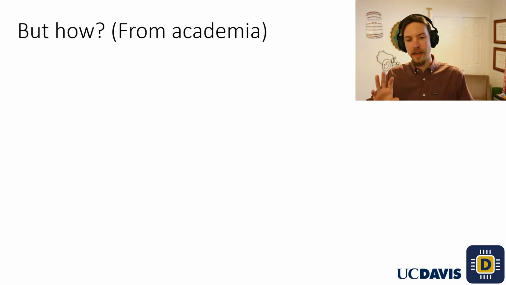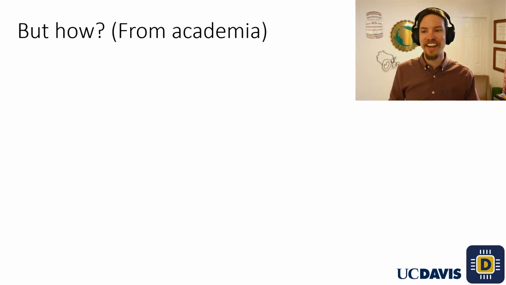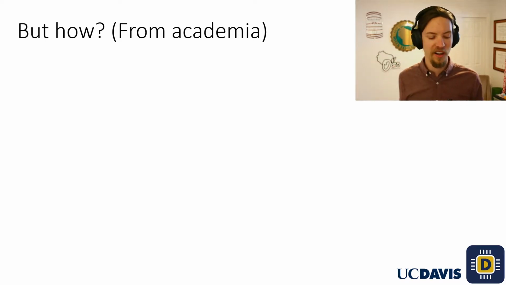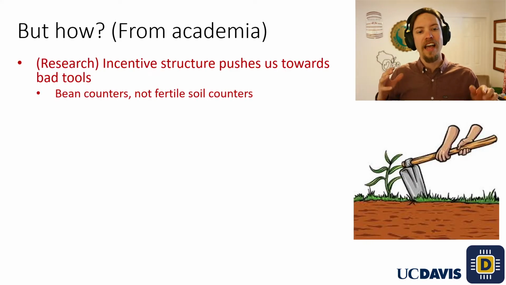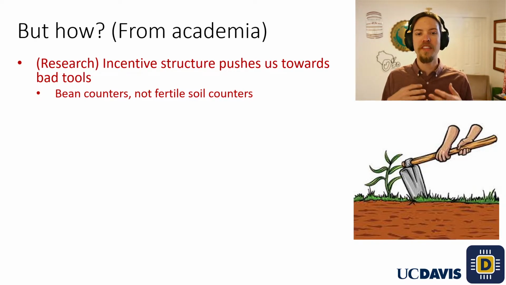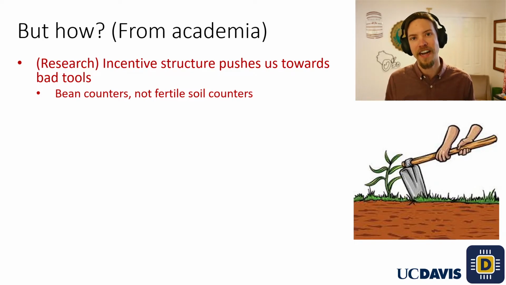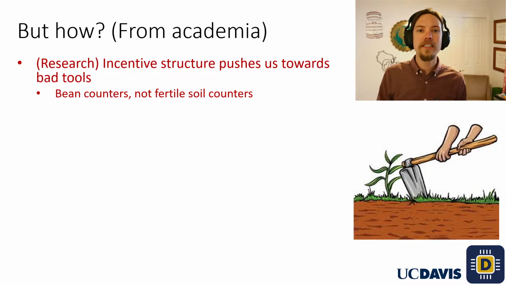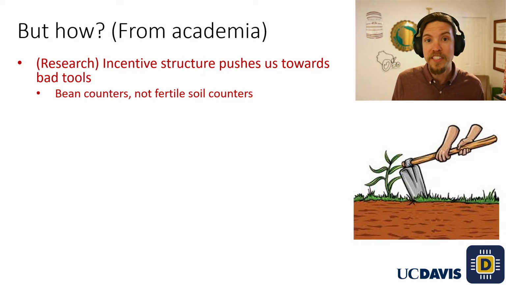Okay, but I hear all of you saying, but how do we do this, right? The way the system is set up is not to encourage all of these good practices. It takes time and effort. And you're right, especially coming from academia, the incentive structure really pushes us towards building these bad tools. We're incentivized to create in-house tools, for instance. We're incentivized not to write documentation. And that's because what do we do? We count papers. We don't count infrastructure when we're doing things. We have all these bean counters, not counting the fertile soil that we're working on.